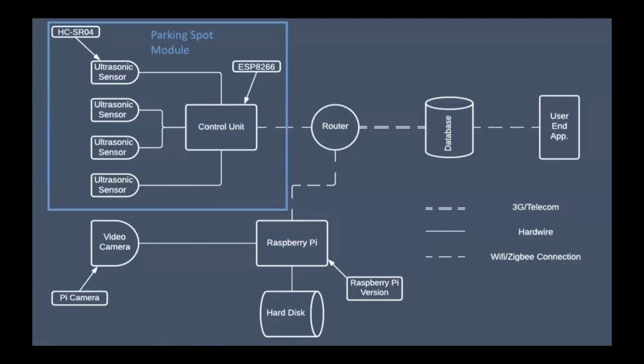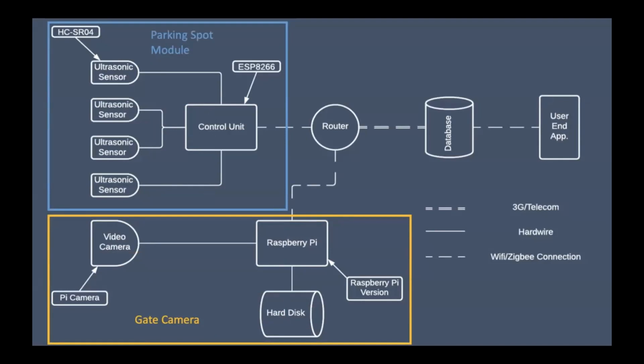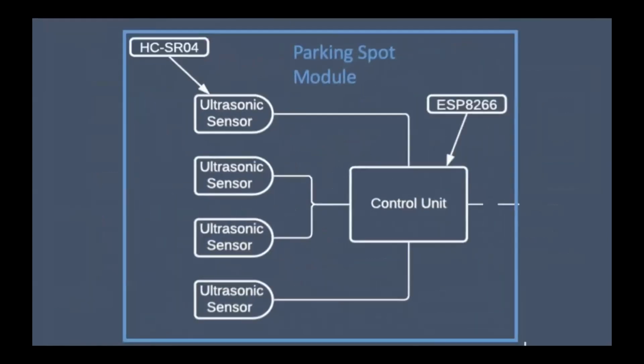First, we have the parking spot module, where ultrasonic sensors are used to detect the existence of a car and update the state of the spot accordingly. Next, we have the gate camera, where image processing happens to recognize the car's license plate at the entrance. Finally, we have the user-end application, where the user can choose the section in which he wants to park and then reserve a spot. Now that we've seen the 3 main parts of our system, let's discuss each one of them in more detail. The parking spot module.